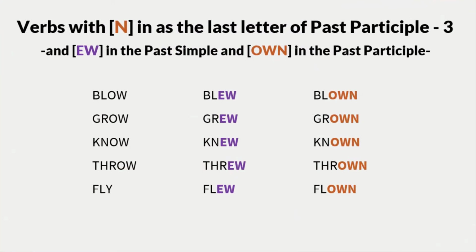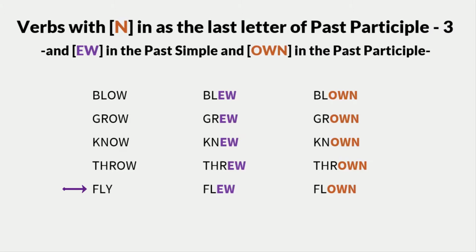Let's move on to the next group now. These are also verbs with N as the last letter of the past participle and with EW in the past simple. So we have blow, blew, have blown, grow, grew, have grown, know, knew, have known, throw, threw, have thrown, fly, flew, have flown.